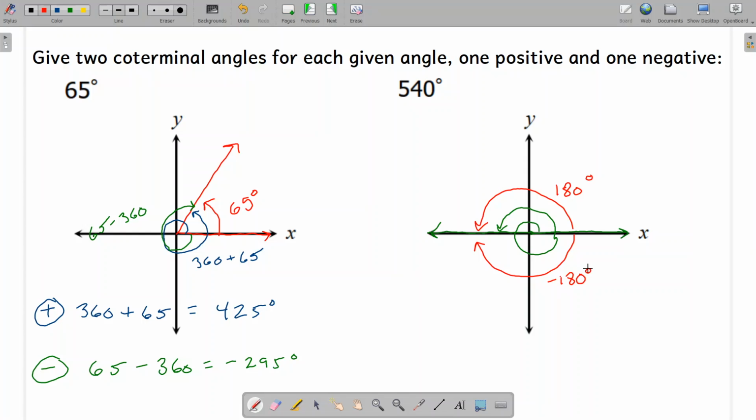Okay. Over on the left here, subtracting gave us a negative. So to get my negative coterminal angle, I would have to subtract 360 twice because we're kind of unraveling this, unwrapping it around the coordinate plane here. So sketching helps. If you want to just add 360, subtract 360 until you get what you need, that's fine too.